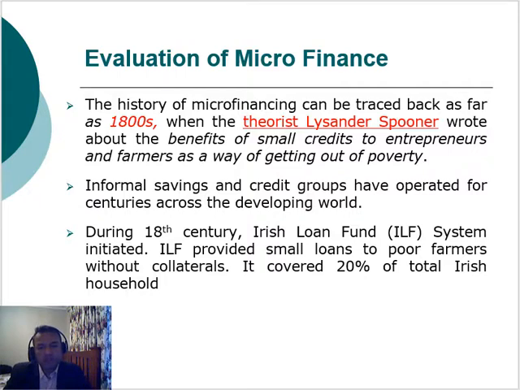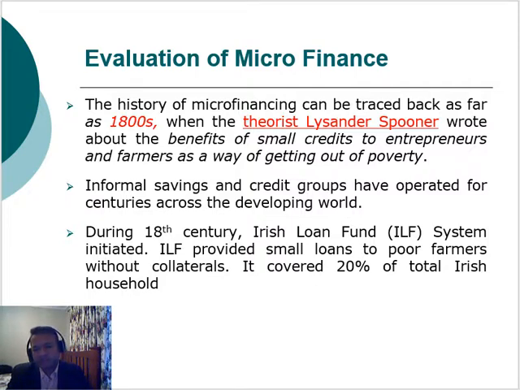In this slide, we'll talk about the evolution of microfinance. The history of microfinance can be traced back as far as the 18th century, when the theorist L. Spooner wrote about the benefits of small credit to entrepreneurs and farmers as a way of getting out of poverty.